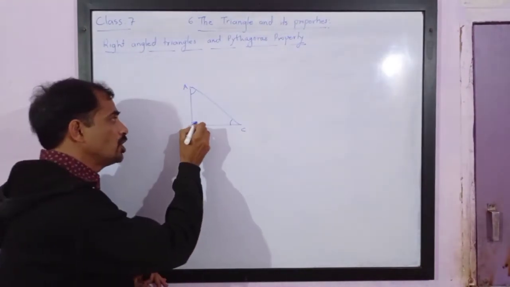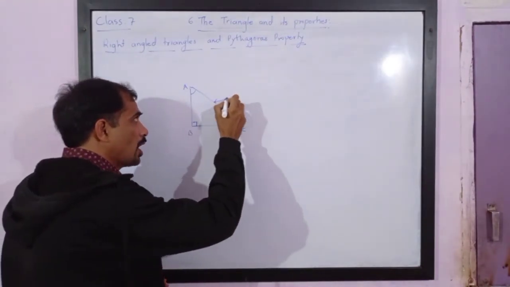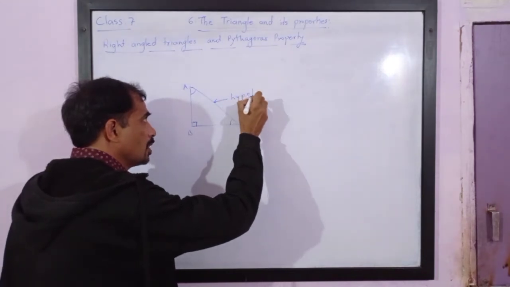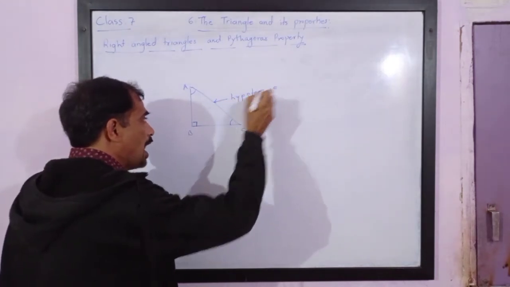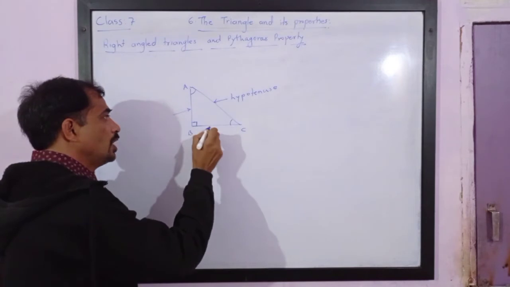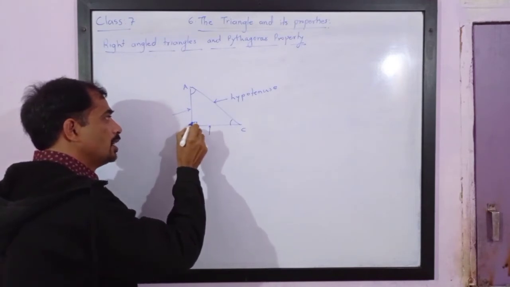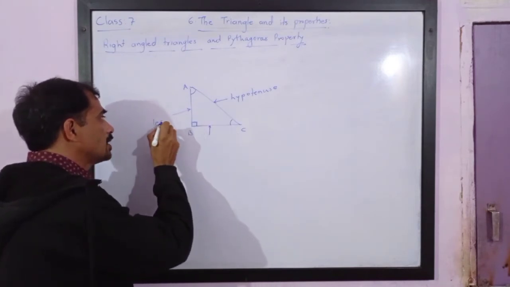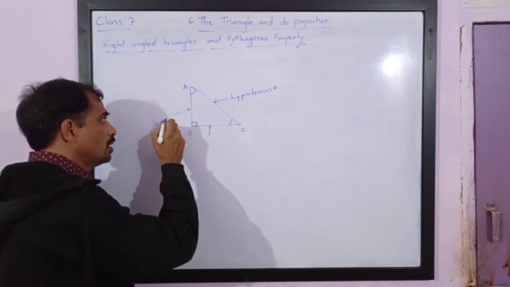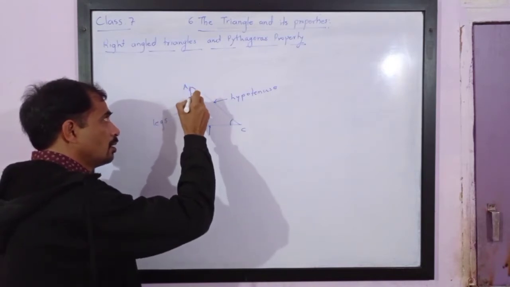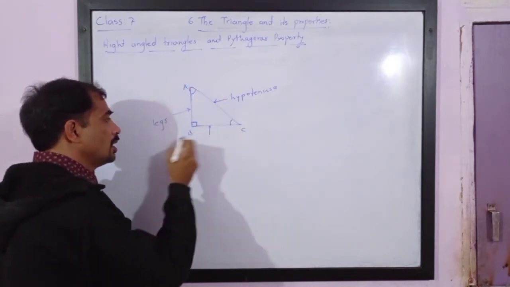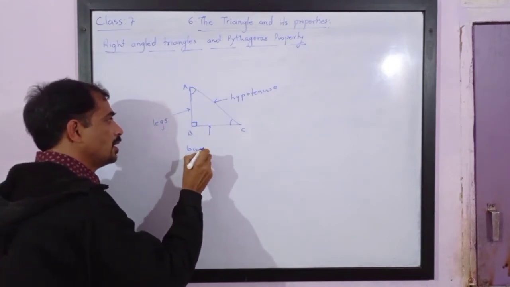Then the side opposite to 90 degrees is called the hypotenuse. And the sides which contribute to 90 degrees are called legs, or this is called the base and the other is called the height.